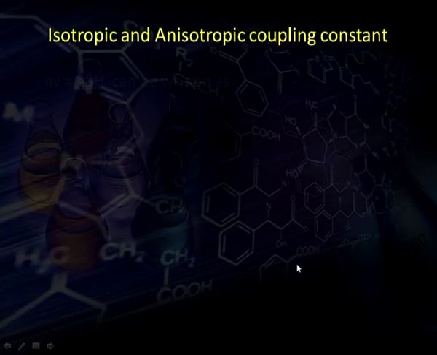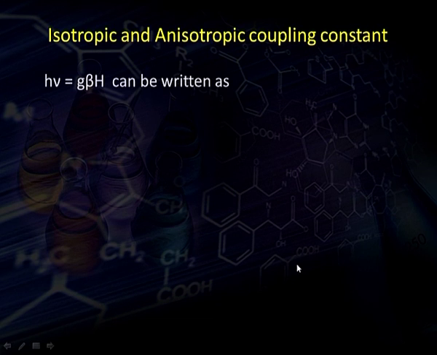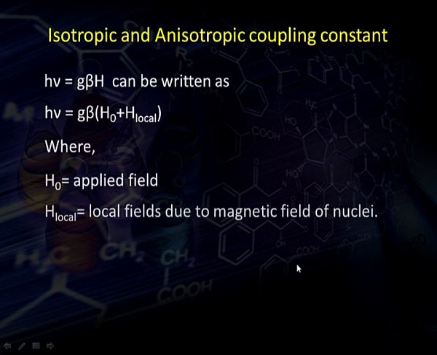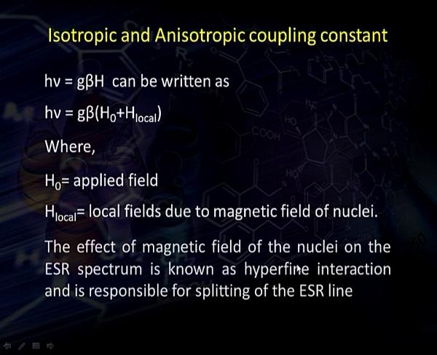The isotropic and anisotropic coupling constant, in this we have h nu, that is the energy difference delta E, equal to g beta H. We have already seen this formula. This formula we can write as g beta and H can be written as H naught plus H local, where H naught is the applied magnetic field and H local is the magnetic field due to nuclei. The effect of the magnetic field of the nuclei on the ESR spectrum is known as hyperfine interaction, and it is responsible for the splitting of the ESR line. And how? We will just see.